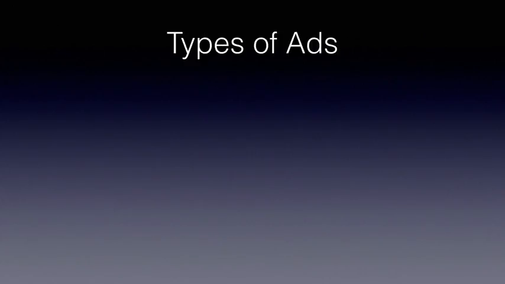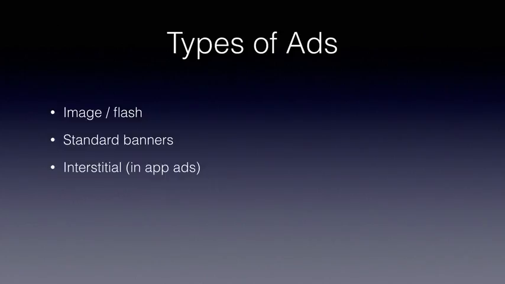Okay. Now, different types of ads that you can run on mobile. Okay, so there is obviously image, flash. I would definitely stay away from flash. Just use standard image. There are standard banners, right? You can run if you're gonna advertise on mobile, like networks and on sites instead of in phone apps.